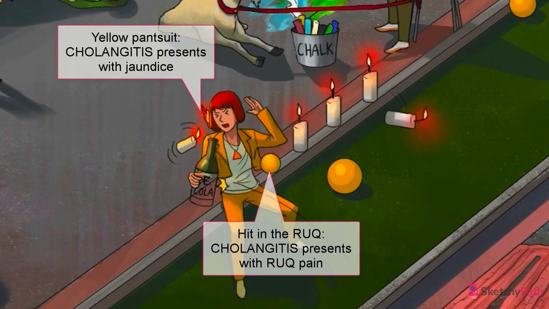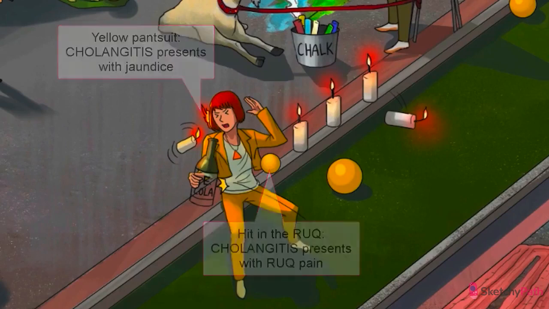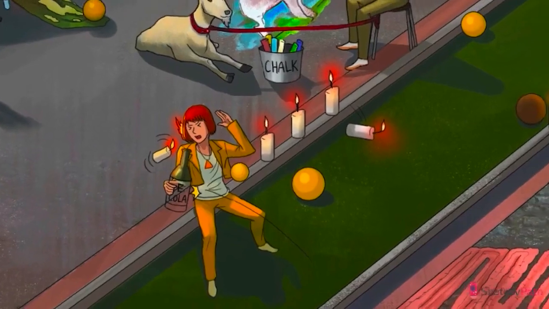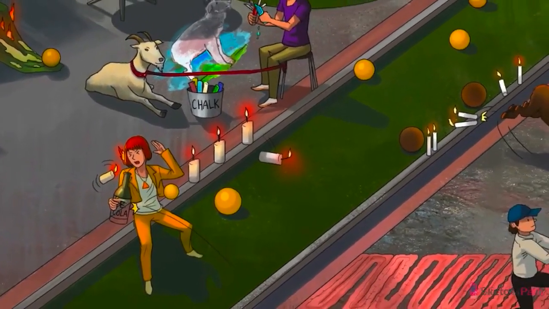I mean, who just sits around on a bocce ball court like that? Since cholangitis is a bacterial infection, antibiotics targeted towards enteric bacteria are the treatment of choice. Generally, this means broad-spectrum antibiotics with gram-negative and anaerobic coverage.